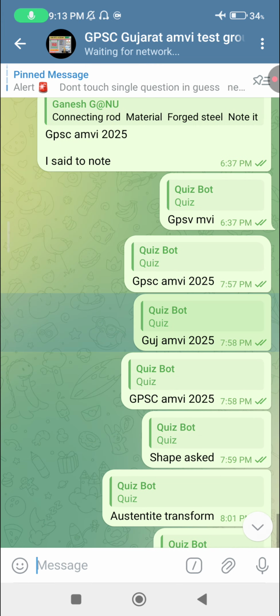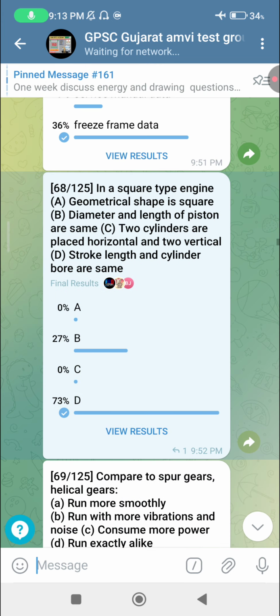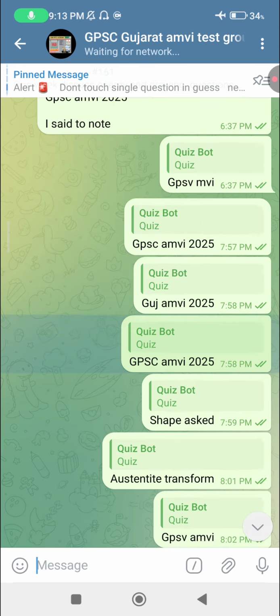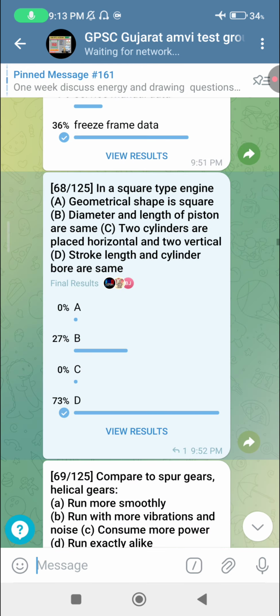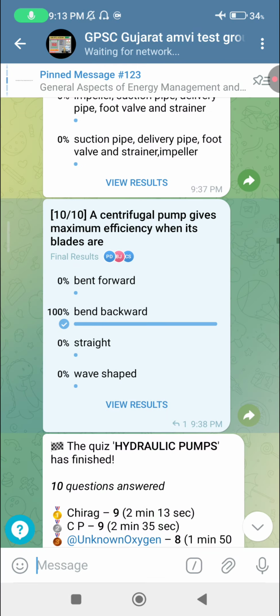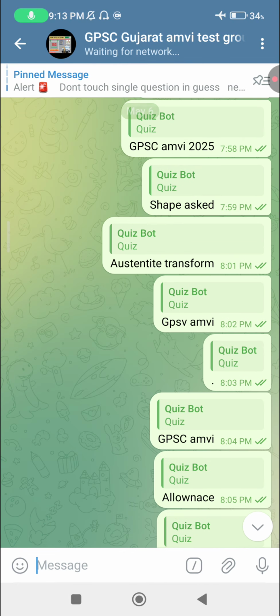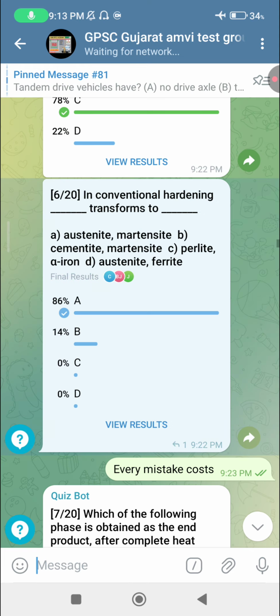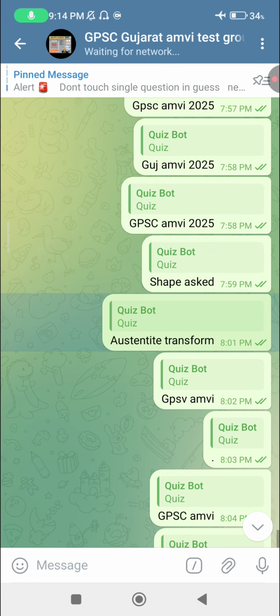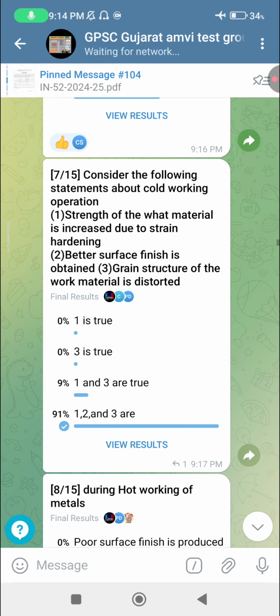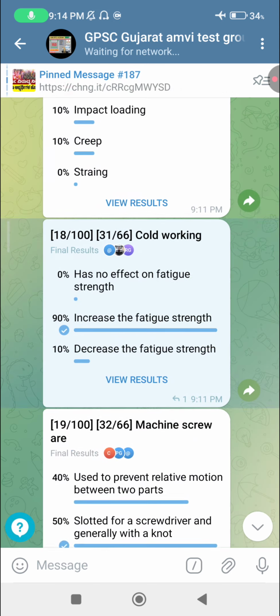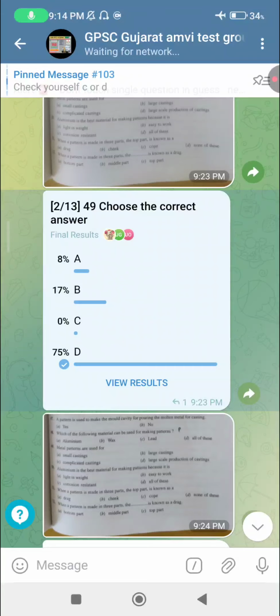See, wheelbase was asked, very simple questions. Then what is a square type engine? Both stroke length and cylinder bore are the same. The shape of the blade of a centrifugal pump was also asked, a related question. Then allotropic transformation, what will happen when oil quenching? One question like that came. Then cold working operation, what will happen? Better surface finish, like that one question came. Increased fatigue strength.